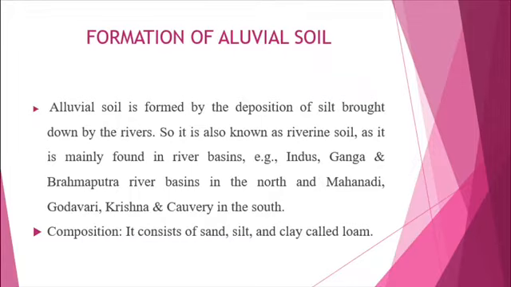What do you mean by the word river basins? Basin is an area, a land drained by a river and its tributaries, like the Indus, Ganga and Brahmaputra in the north and Mahanadi, Godavari, Krishna, Kaveri in the south. What is the composition of alluvial soil? It consists of sand, silt and clay, that is known as a loam or loamy soil.